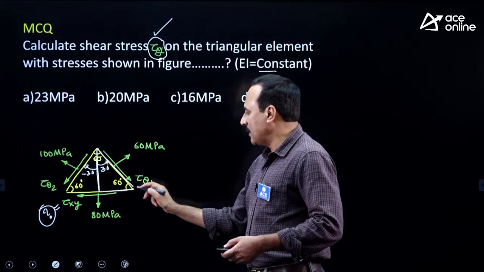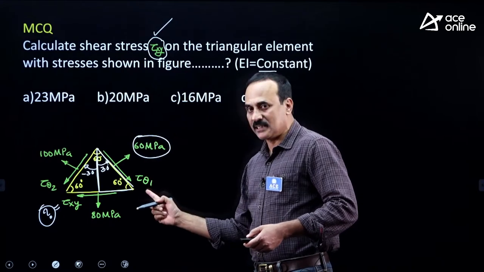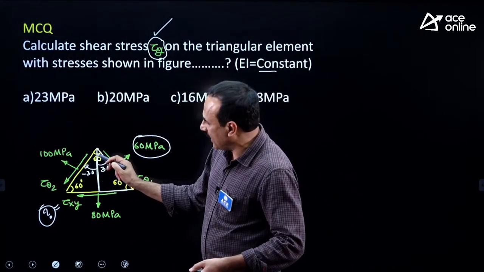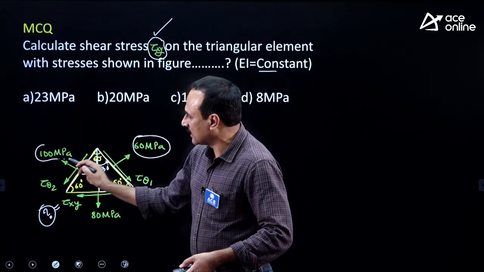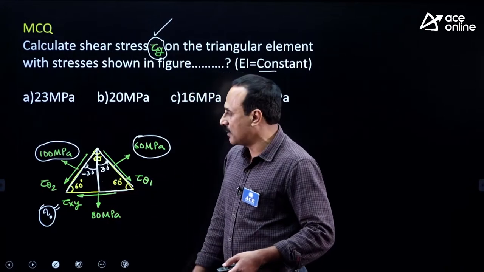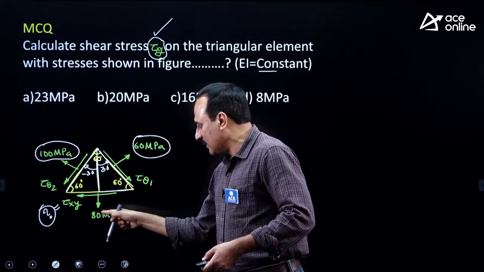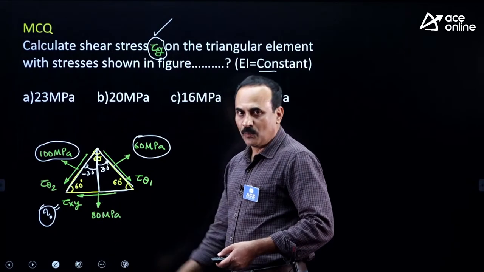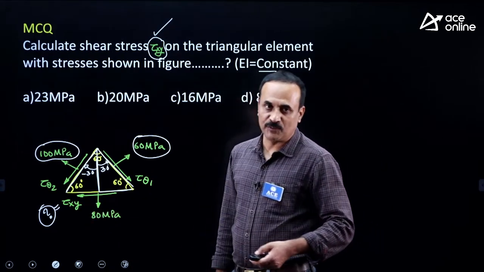Now, this is an inclined plane. The stresses on the inclined plane, normal stress is known to us. The shear stress on the inclined plane is not given. Even at minus 30 degrees, if you take, this is another inclined plane. On this inclined plane, normal stress is given as 100 megapascal. Shear is not known. And in the y direction, normal stress is 80 megapascal, and shear I don't know. They're asking you to find out tau xy.